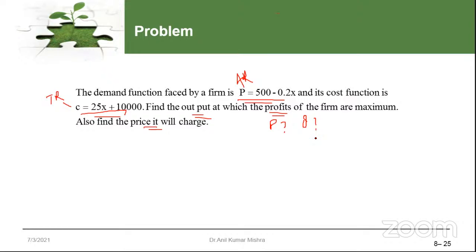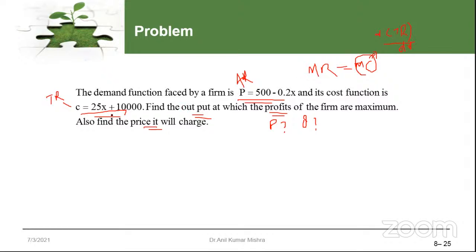Now how to move? We know the equilibrium takes place when marginal revenue equals marginal cost. Marginal revenue equals marginal cost. But marginal revenue and marginal cost both are not given. But marginal cost can be obtained by taking the derivative of your total cost with respect to your output. Here the output is x, so the derivative with respect to x is called the marginal cost. We have to find the marginal cost.